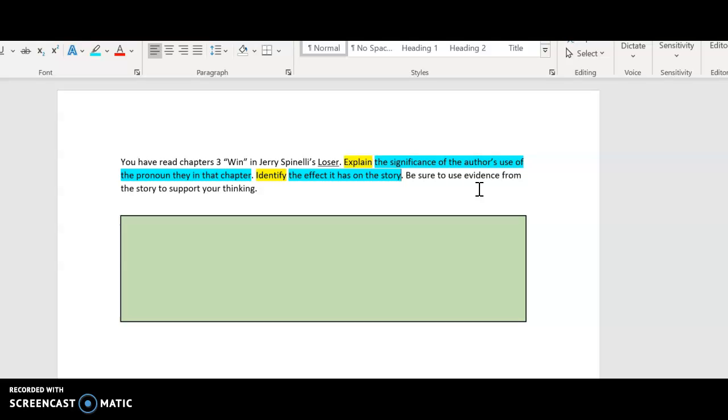And then I'm reading on a little bit and I see this other verb here, use. And I know use is an action word. So I am going to highlight it in yellow, because it is a do word. And what am I using? I am using evidence from the story to support my thinking. So I know now what I'm doing. I'm explaining the significance of the author's use of the pronoun they. I'm identifying the effect it has on the story, and I'm using evidence from the story. There's not more than one, there's just one.